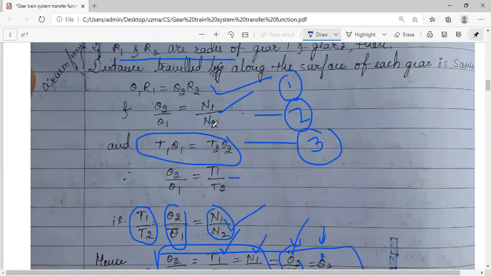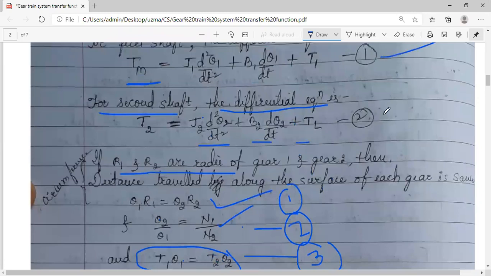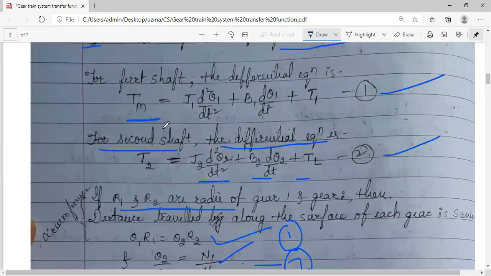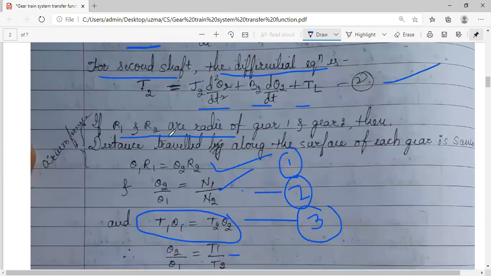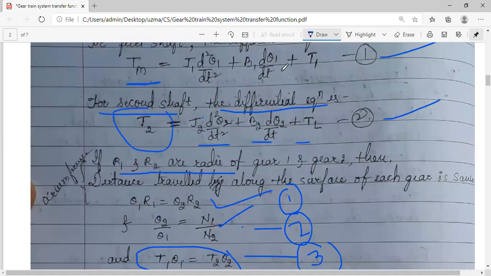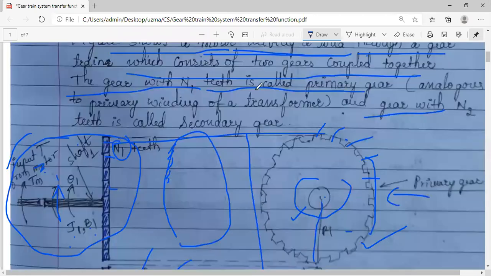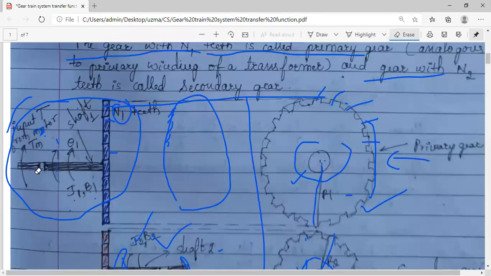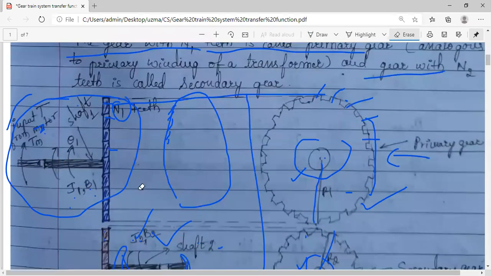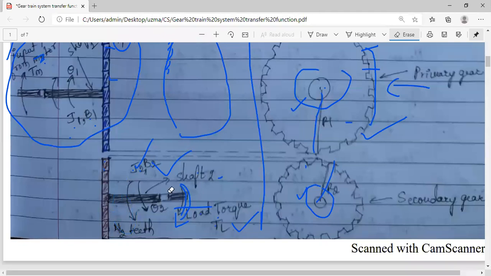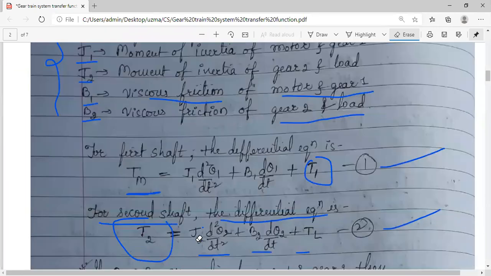Now, let me simplify this further. Here, equations 1 and 2. If you see, equation 1 is for Tm, equation 2 is for T2. Okay. T2 is for the second shaft, T1 is for the first shaft. I have just indicated the torques here, but I have not written the names. See, this is your developed torque. This is also a developed torque. Okay, the direction I have shown you. So T1 is for shaft 1, T2 is for shaft 2.